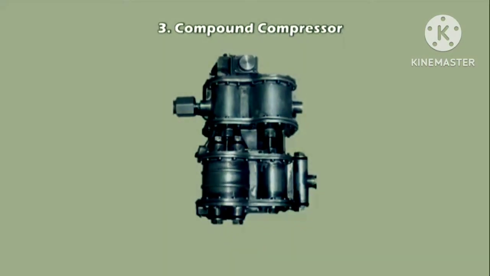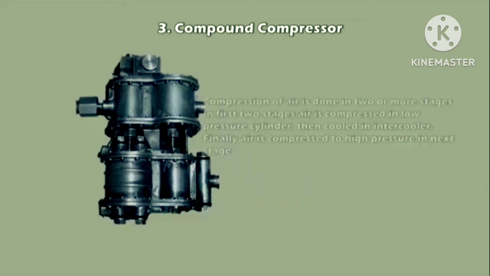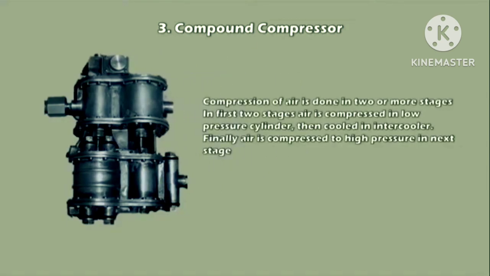3. Compound compressor. In compound compression, the work of compression is divided into two or more stages. In two-stage compression, air is compressed in the low-pressure cylinder to a certain point, then forced into an intercooler where it is cooled to approximately its original temperature, then passes into the high-pressure cylinder, in which it is compressed to the final or delivery pressure.